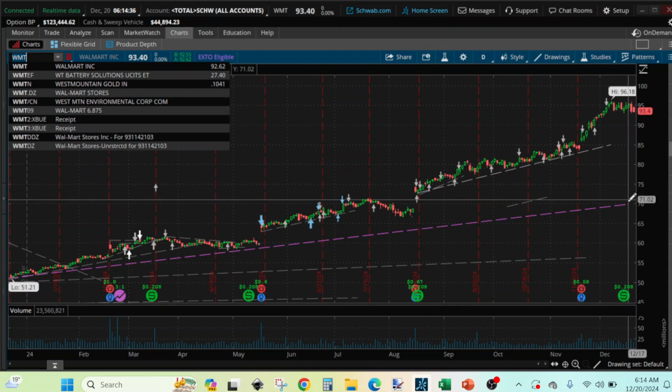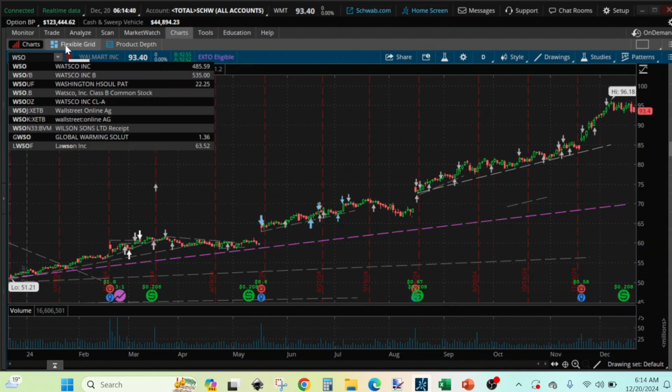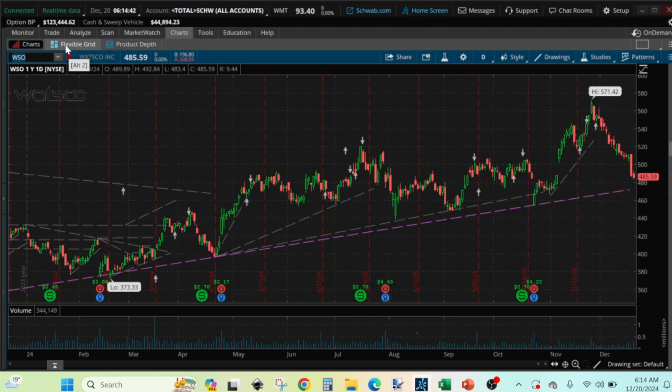I like to buy this at this line. The next one is WSO. We already bought WSO there, and you see how we traded over this year. We bought it and it fell off going to that line there.